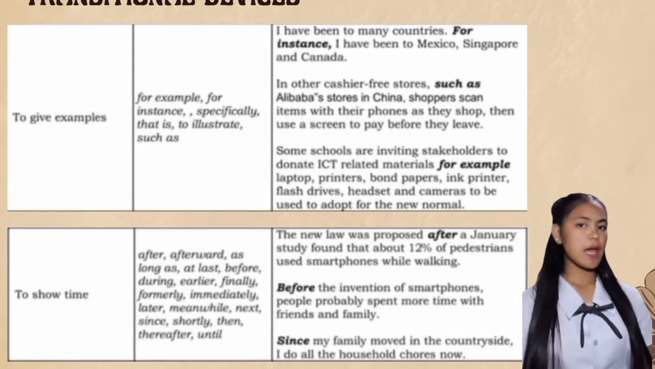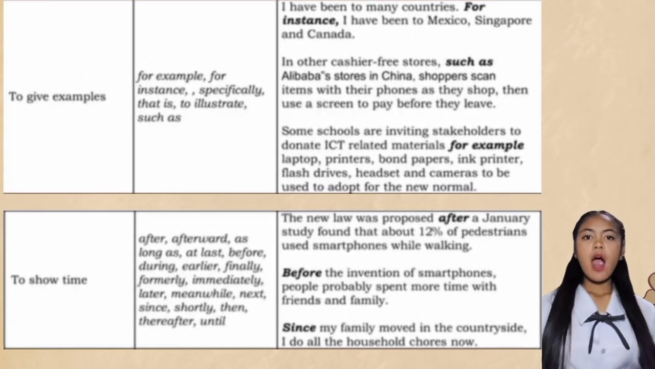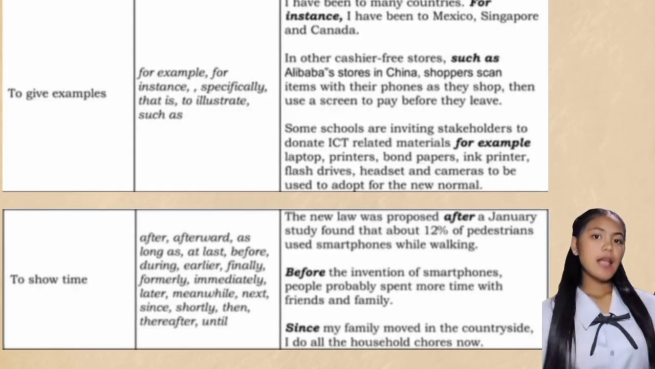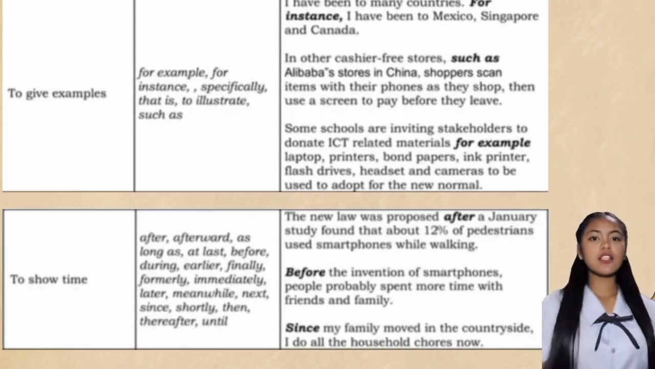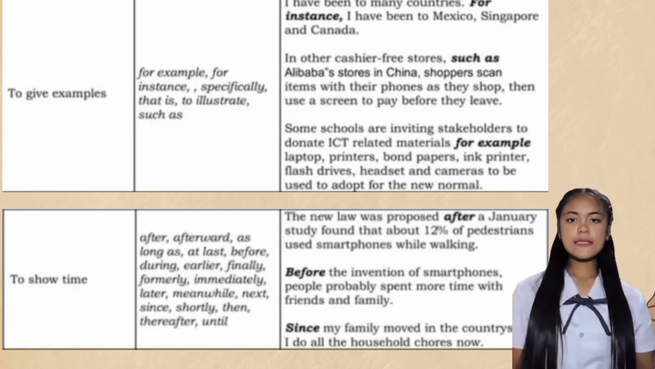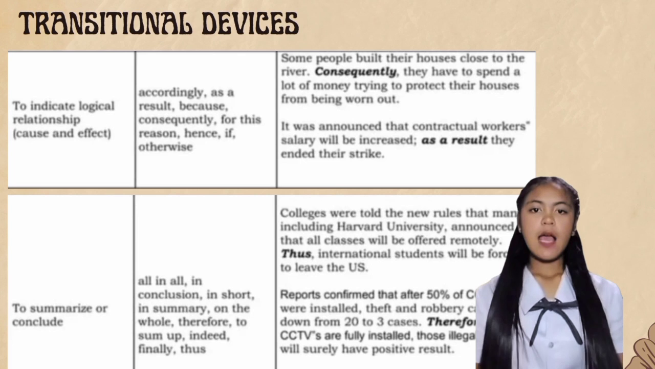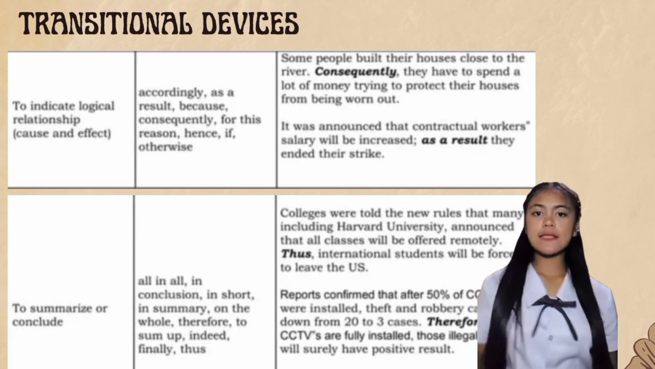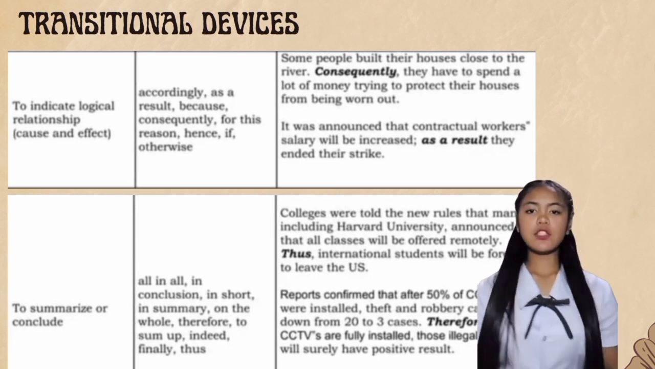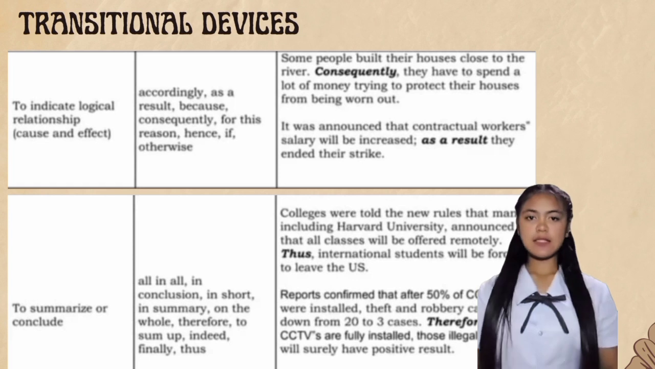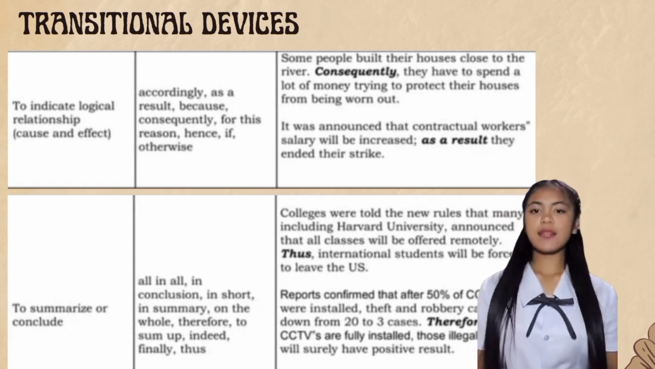Fifth, to show time. The examples of to show time are first, second, third, then, next, finally, and so on. You can use these devices to show the order of events. Sixth is to indicate logical relationship or cause and effect. The examples of that are therefore, consequently, as a result, and so on. You can use these devices to show the relationship between ideas.